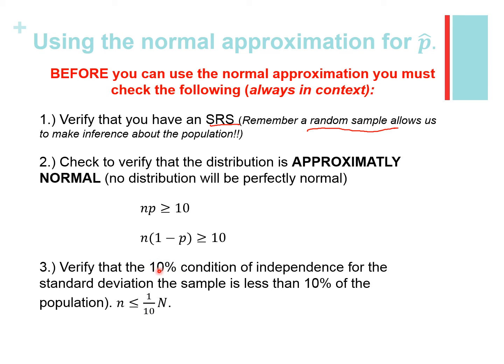Why do we have to verify that 10% condition? Because we're sampling without replacement, and when we're sampling without replacement, what happens often is that actually changes that proportion, and if the sample size is large enough, then that proportion is not going to change. So the sample size always has to be less than 10 times the population.